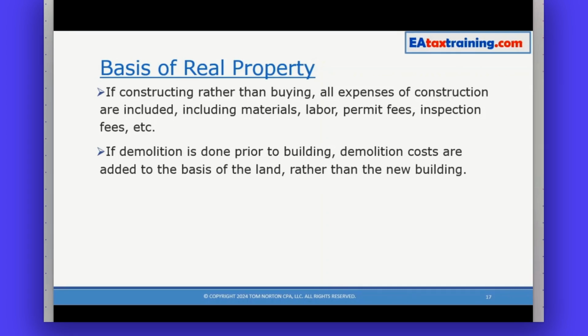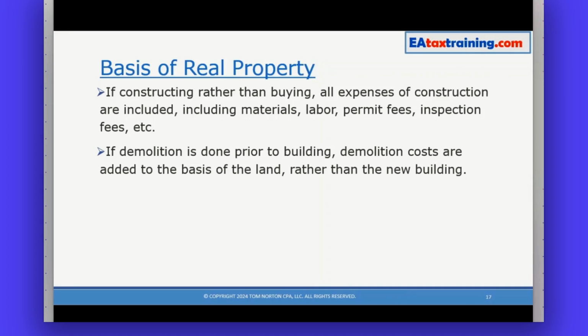So if this was an asset we're using in business, we would rather that those demolition costs get added to the building, because we'll get to depreciate it that way over time. We'll get to take a tax deduction for those costs over the useful life of that building. Whereas, since we have to add the demolition cost to the land, we don't get to deduct those costs. They just become part of the basis of the land.